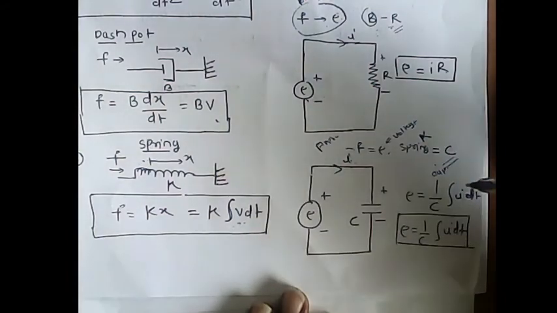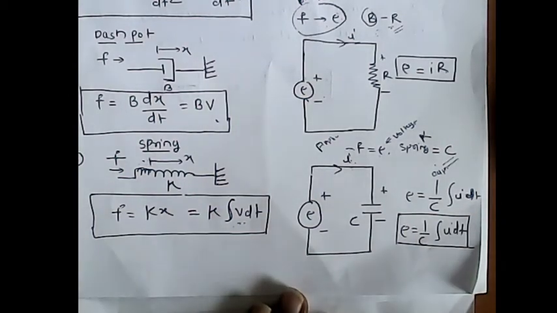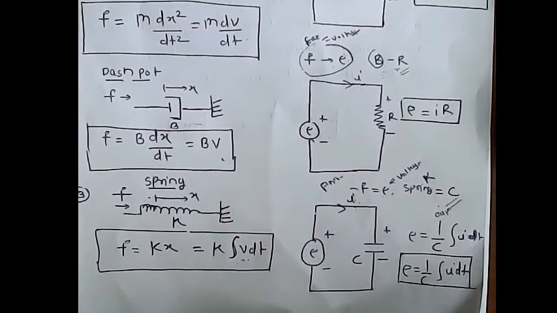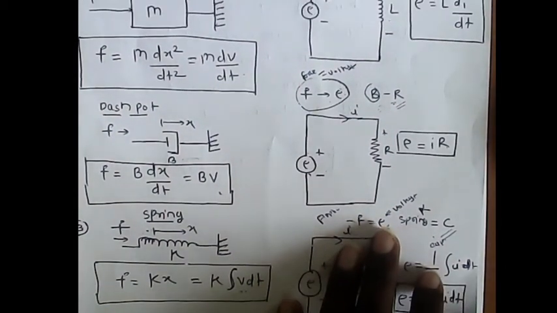So E equals 1 upon C integration of I dt, where I is the current flowing through this element. By using this table, we can convert any mechanical system, basically a translation mechanical system, into an electrical system by using the force-current analogy. While dealing with this analogy, we have some basic rules. So what are the basic rules?